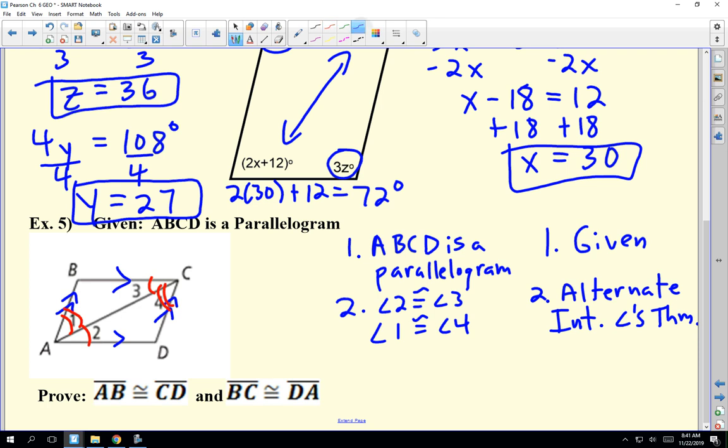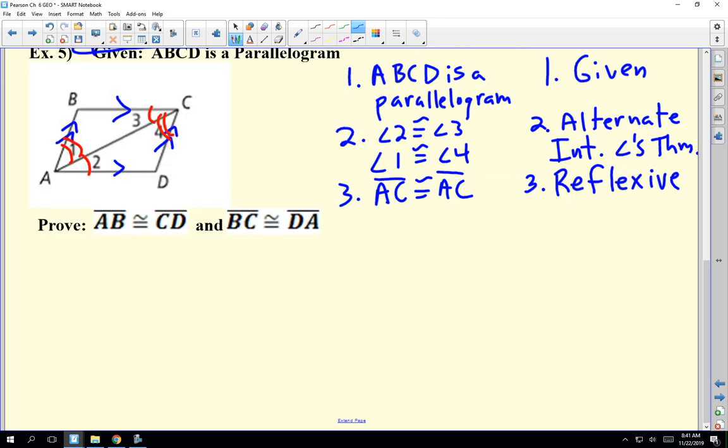And then we've got the shared side case. So AC is congruent to AC by reflexive property. That's congruent to itself by reflexive. And then 4, we've got a couple triangles that are congruent now. We could say triangle ABC is congruent to triangle CDA by angle side angle.